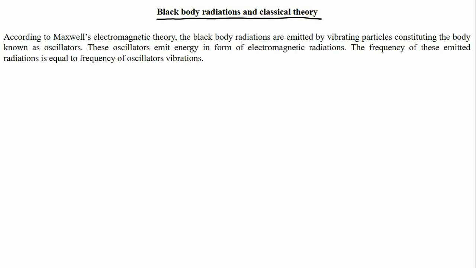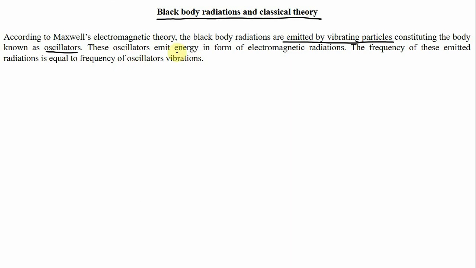Now next is black body radiations and classical theory. Let us see how this classical theory fails to explain black body radiations. Now, as we already know, according to Maxwell's electromagnetic theory, the black body radiations are emitted by vibrating particles inside the body. So Maxwell gives the electromagnetic theory for black body radiations, or it is a classical theory. And what it says is that these black body radiations are emitted by vibrating particles inside the body of the black body. And these vibrating particles are called oscillators.